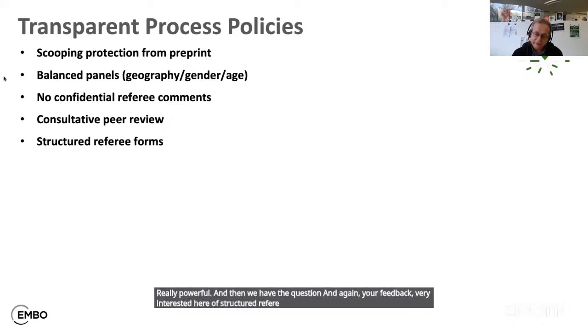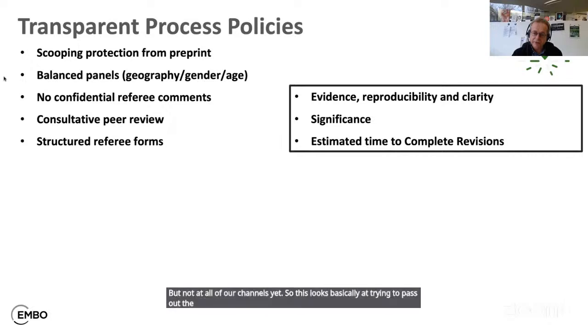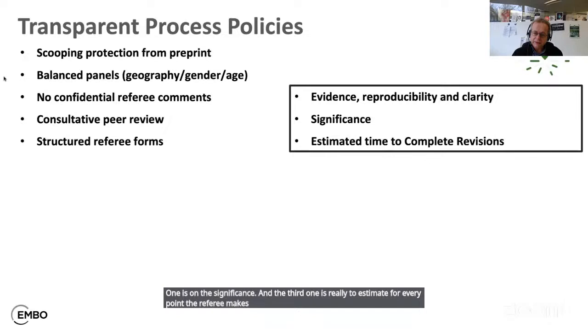And then we have the question, and again, your feedback, very interested here, of structured referee reports. We use that at some of our journals and review comments, but not at all of our journals yet. So this looks basically at trying to parse out the referee comments into three boxes, if you want. One is really focused on the evidence, reproducibility, and clarity of the presentation. One is on the significance. And the third one is really to estimate for every point the referee makes, the time to complete and the cost to complete these revisions.